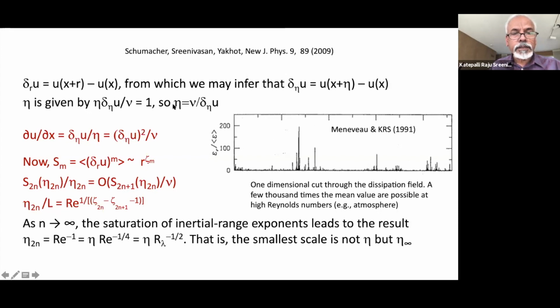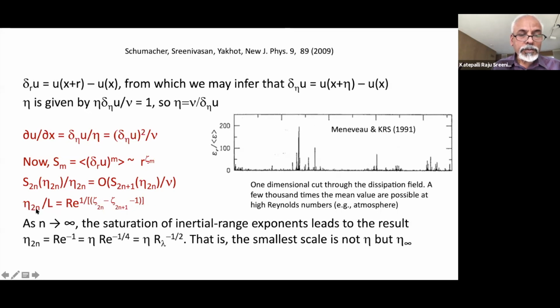And then using this kind of relation a couple of times, once for the crossover scale for the 2nth moment, which will be different, the crossover scale will depend on the order of the moment, so for the 2nth moment, and once for pushing it all the way to L, you will get this relation. Eta 2n, that is the crossover scale for the 2nth order moment, divided by the integral scale, the large scale, is the Reynolds number to the power of this quantity: 1 over zeta 2n minus zeta 2n plus 1 minus 1.